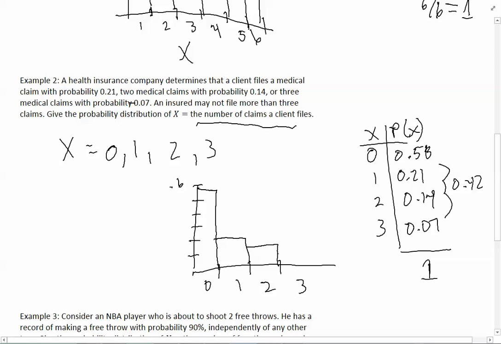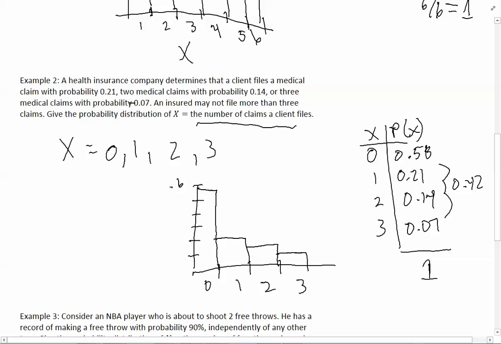So what can we tell here? Well, if we look at this probability distribution, we know that we can immediately say, well, there's a really low likelihood of filing a lot of claims, but a very high likelihood of not filing any, and then the probabilities go down as you move over.